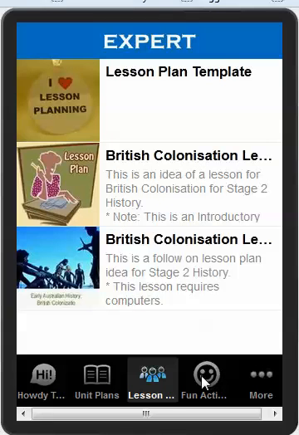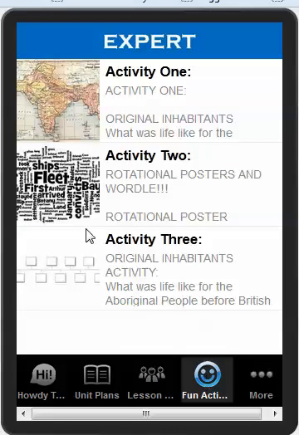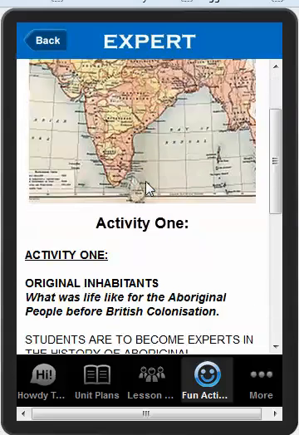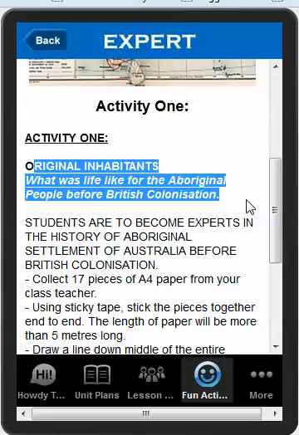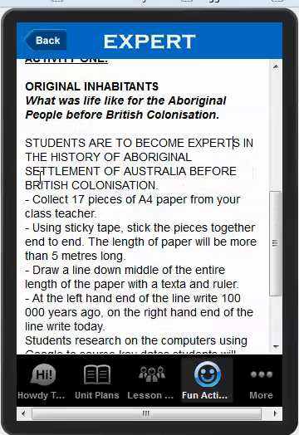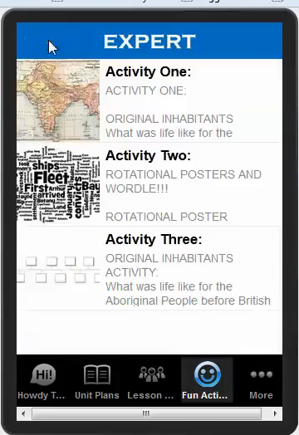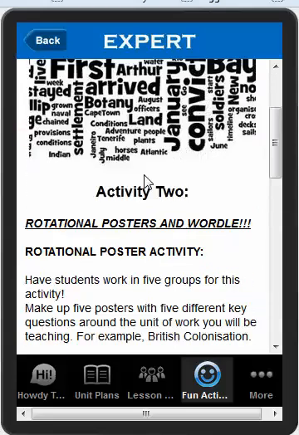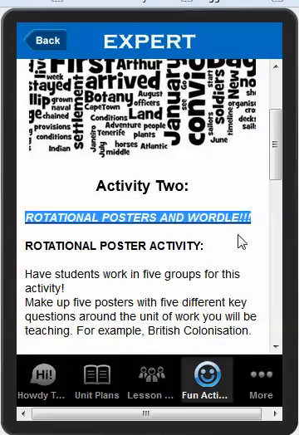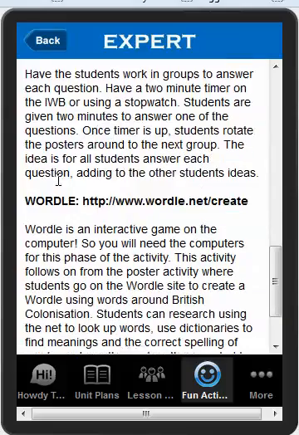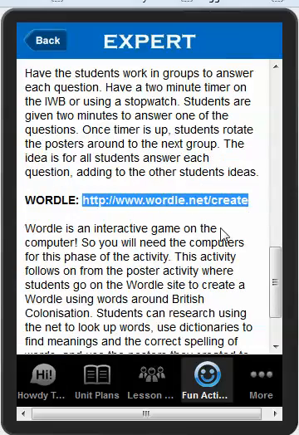And over here, we have fun activities that the teacher could use in the classroom. So you click on activity 1, and the activity would be original inhabitants, what was life like for Aboriginal people before British colonisation, and students would create a timeline using pieces of paper, and this whole page here would show you exactly what to do in that activity. You would click back, and there's another activity here for rotational posters and Wordle. I've even included this here so that teachers can use it.